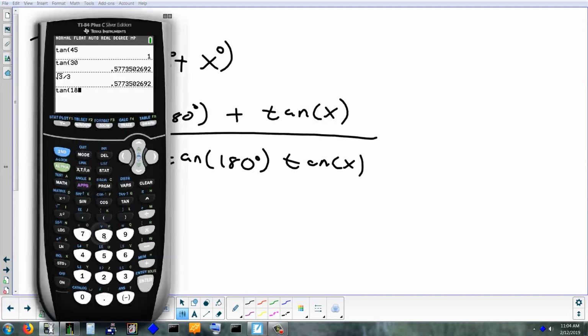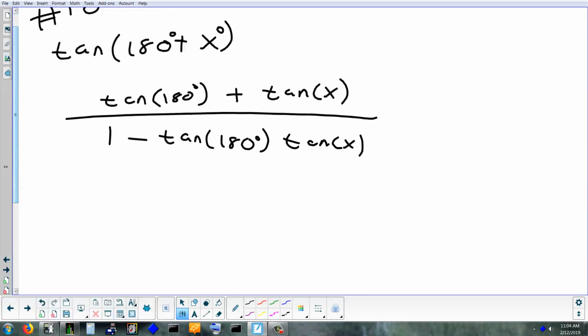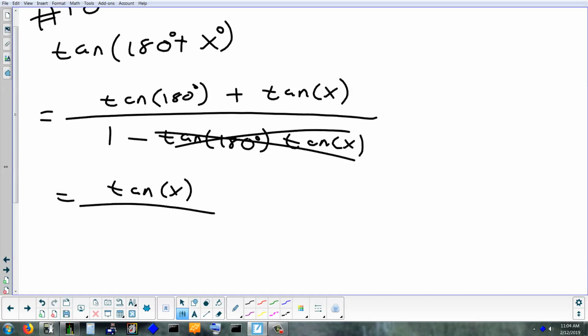So tangent of 180 is 0. All right. So that means in the top, all you're going to be left with is tangent. And in the bottom, all of that is going to cancel out because tangent 0 times tangent is 0. So all you're left with is 1, and tangent divided by 1 is really just tangent. Okay, any questions on that one?